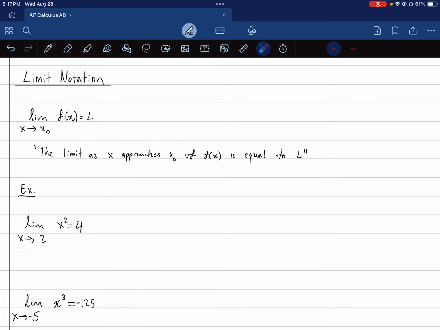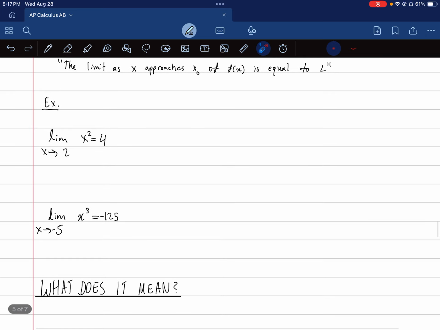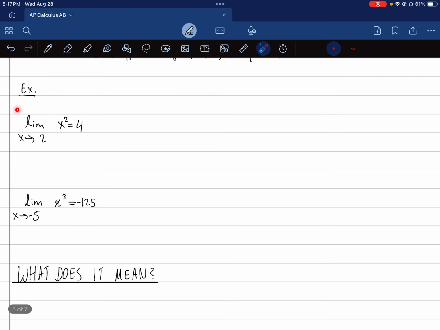A limit can be expressed in the following way. The limit as x approaches some number x naught of f of x is equal to L. You say this as the limit as x approaches x naught of f of x is equal to L. An example is the following limit. So how would you say this? The limit as x approaches 2 of x squared is equal to 4.